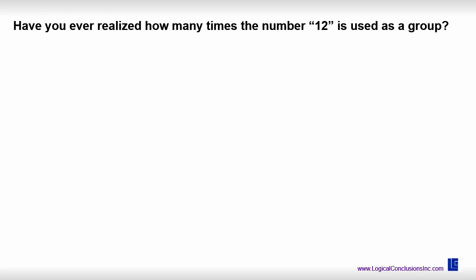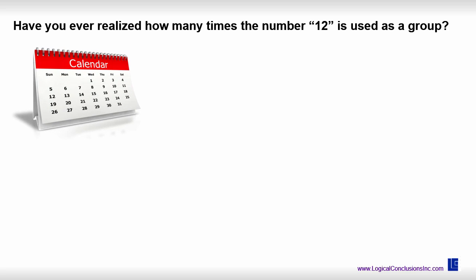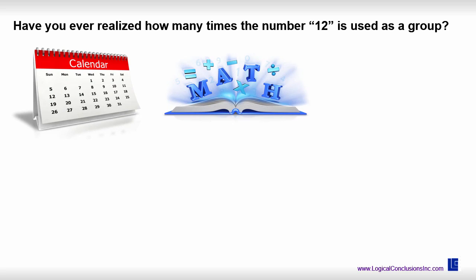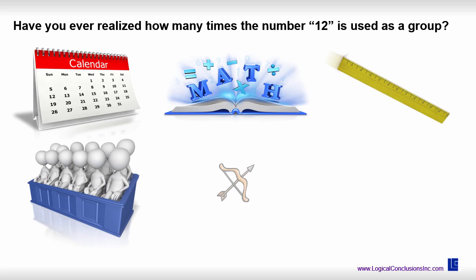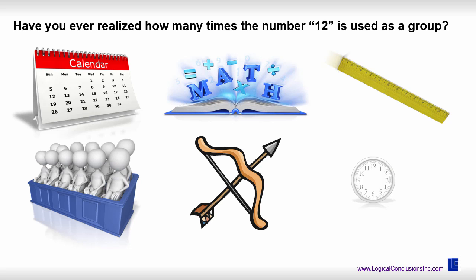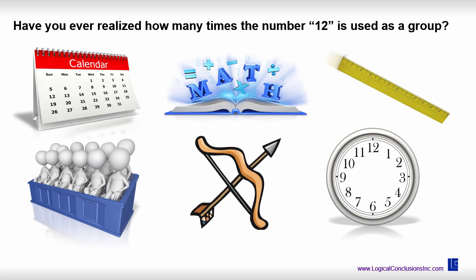Have you ever realized how many times the number 12 is used as a group? I read a fascinating article once that said the real numeral system of the world is the base 12. Look at how many times it shows up. 12 months in the year, 12 times table, 12 inches in 1 foot, 12 people on a jury, 12 signs of the zodiac, 12 hours on a typical clock face, etc. We even have a separate word for 12, dozen. We don't have another common word for 10 or 11.